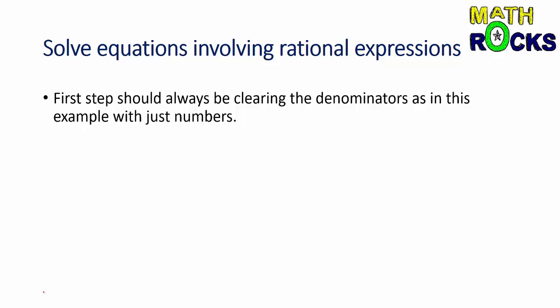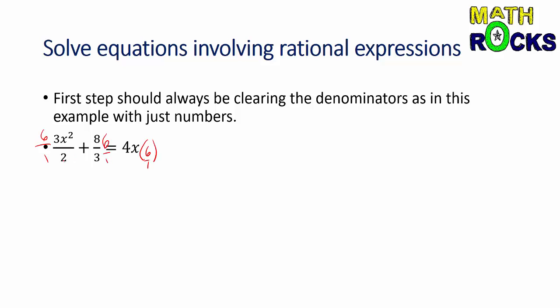The first step should always be clearing the denominators, as in this example with just numbers in the denominators. So let's go ahead and work through this problem. The process we learned is we're going to find the least common denominator of 2 and 3. In this case, that is 6. So we're going to multiply every term by 6 over 1.